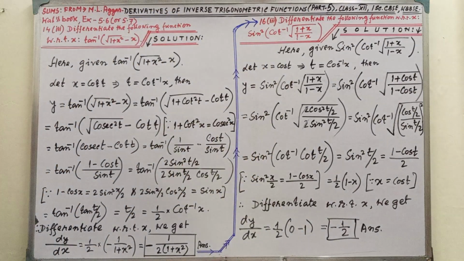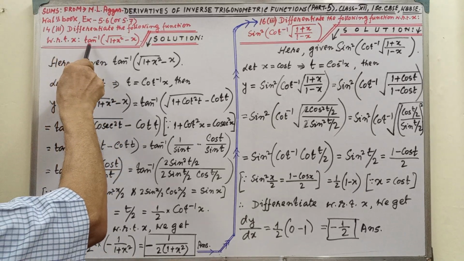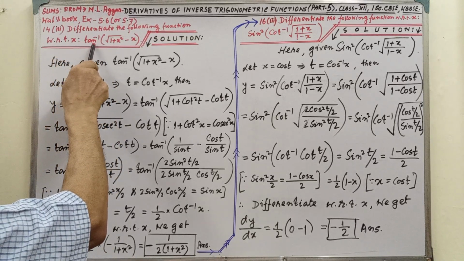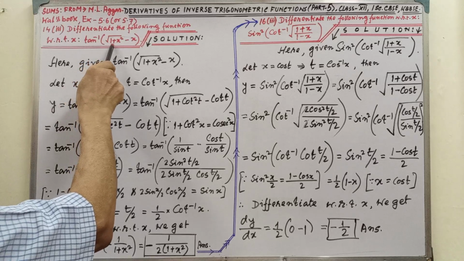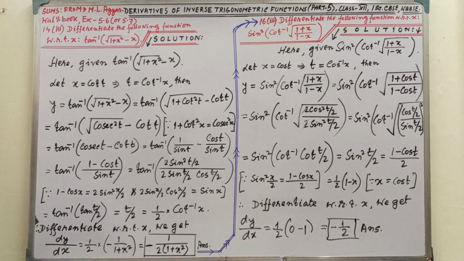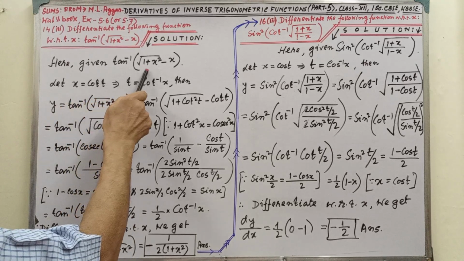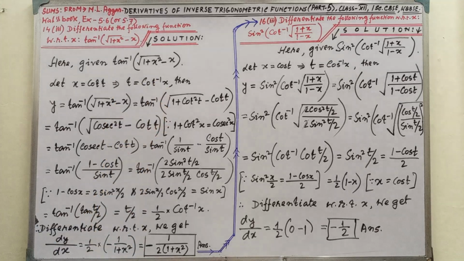Sums given from ML Agarwal's book, exercise 5.6 in the new book and 5.7 in the old book. And some you will get in your book, and here also it is written clearly. We have to differentiate tan inverse of root over 1 plus x square minus x. Solution. Now pay your attention on the solution. Here given is tan inverse of root over 1 plus x square minus x.